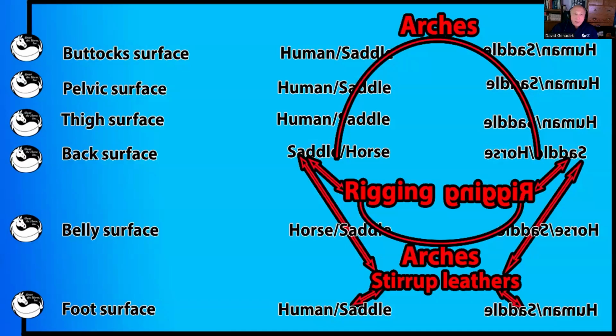We have a right and a left. So we have those 6 surfaces, but we have them on the right and we have them on the left, so now we're at 12 surfaces. And each surface has a mate. So we end up with 24 different surfaces that we're looking at in regard to fitting a saddle. You can have a problem on any one of those surfaces, whether it's on the horse, on the saddle, or on the human. So we've got to get a handle on that.